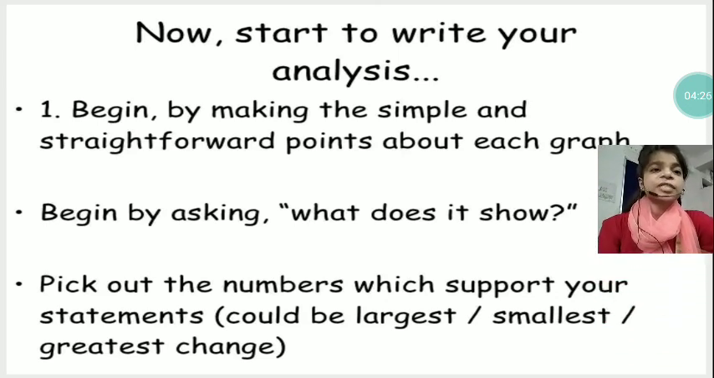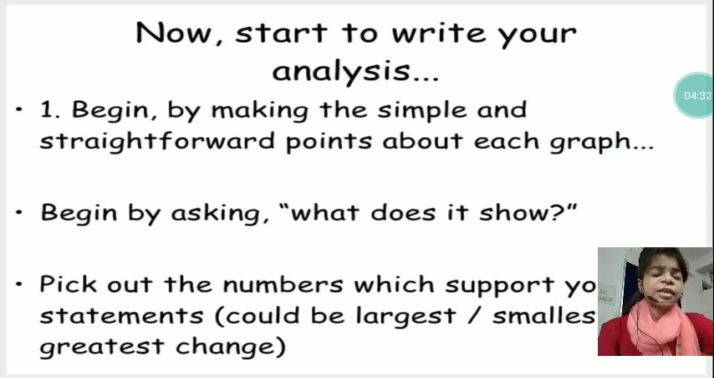Pick out the numbers which support your statements, could be the largest, smallest, greatest change. Now there will be different types of data. Whatever numbers are provided, we have to separate them: the largest one, the smallest one, whatever kinds are there, we have to analyze them. That's how we can do data interpretation properly and correctly.